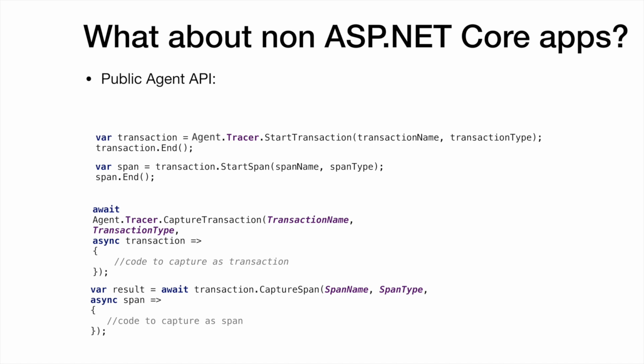In a simple sentence, the goal of the public agent API is to enable users to manually trace things within an application. Each time you have to start a transaction, and within a transaction you can capture spans. In case of ASP.NET Core, we do this automatically, and basically the agent does internally something similar to what you see here on the slide. But if the agent doesn't support a specific technology, you can still trace things manually. So let's see this in action.